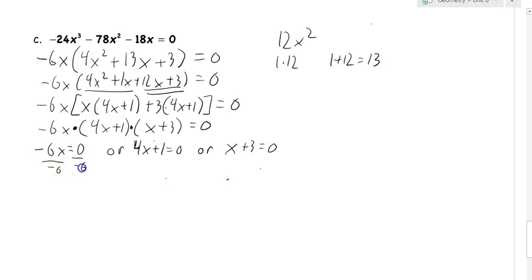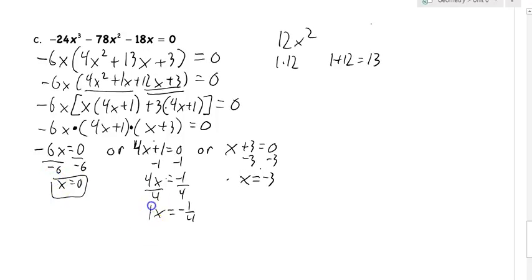Division property of equality gets us the first one. The second one, we use the subtraction property of equality and the division property of equality. And the last one, we just use the subtraction property of equality. Either x equals 0, or x equals negative 1/4, or x equals negative 3.